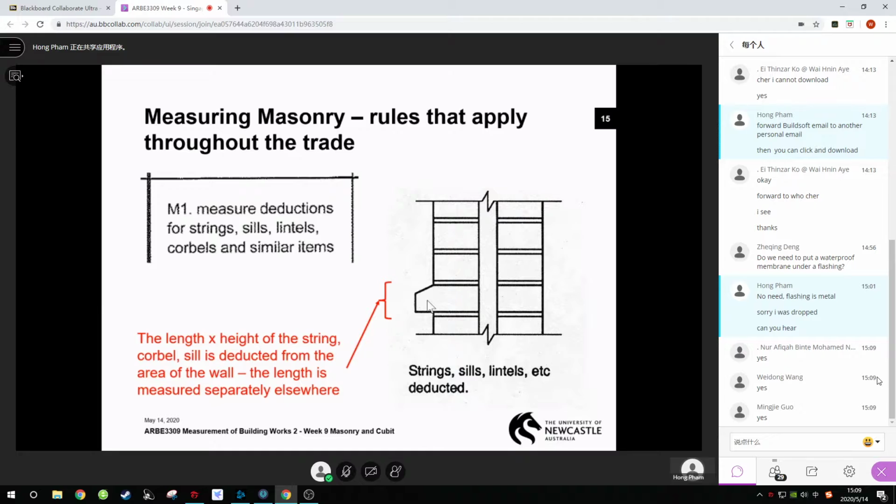Okay. If you see all sorts of decorations, whether it is strings or sills or lintels or corbels or whatever, you have to measure these separately in length. And if you measure them separately in length, in the main brick wall you have to deduct them away. So you take the length times height. Because this has been measured separately in length, the main brick wall needs to be deducted.